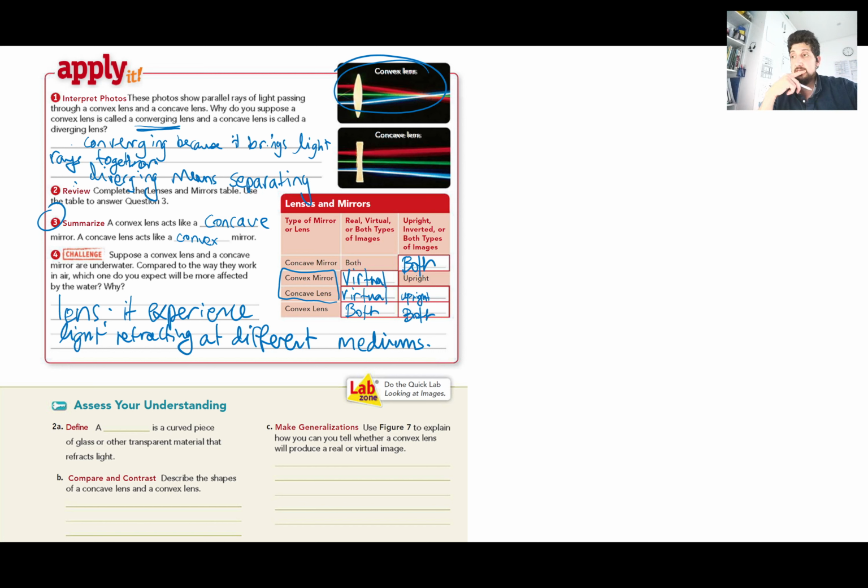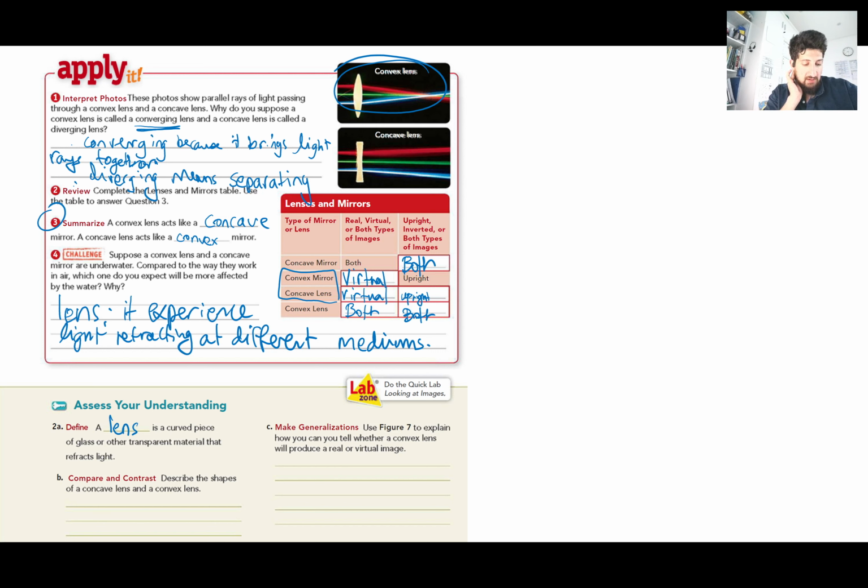Let's look at these answers here. Define a what: a curved piece of glass or other transparent material that refracts light. There are two types of them, convex and concave. A what is a curved piece of glass? A lens.